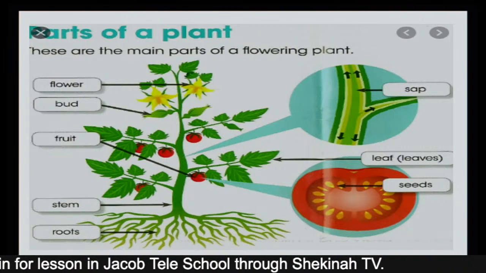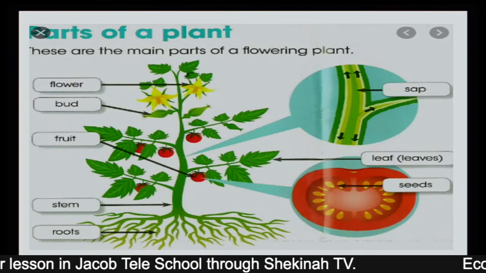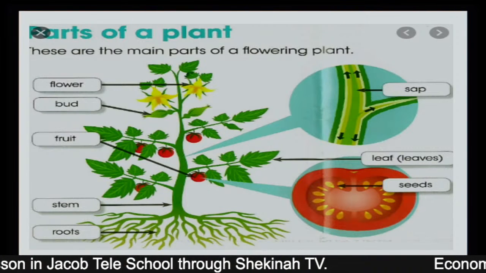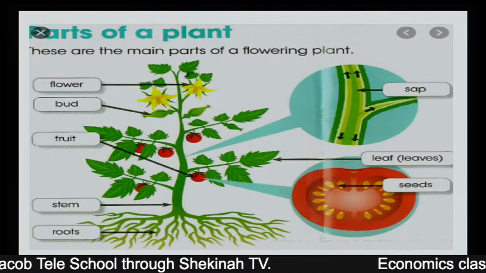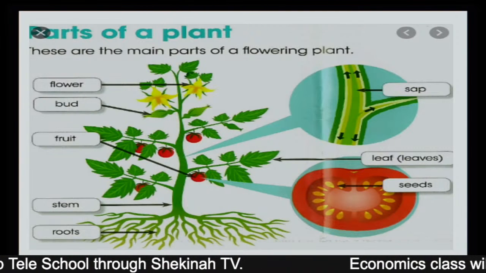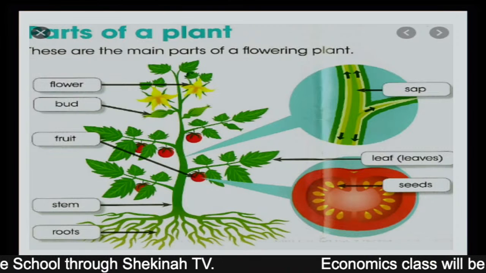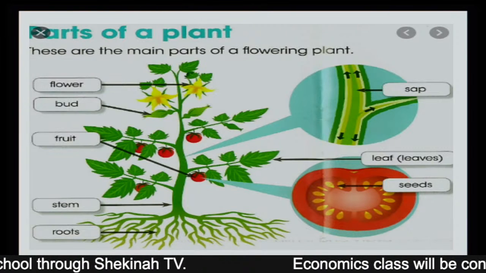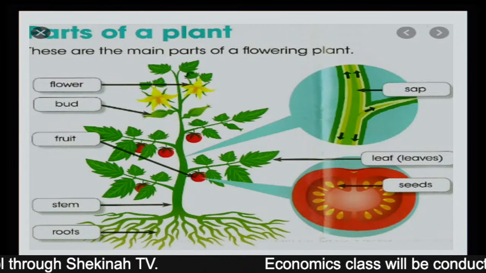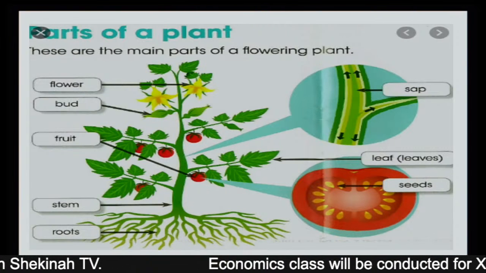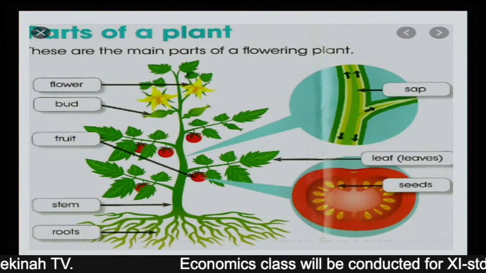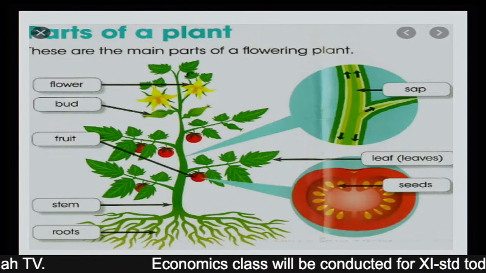So what do you mean by sap? Sap is a vascular tissue which is present inside the plant. There are two vascular tissues present. One is xylem, another one is phloem. So these tissues, the water and minerals coming through the root will be transported to the stem. That is the function of xylem. And next one, phloem.